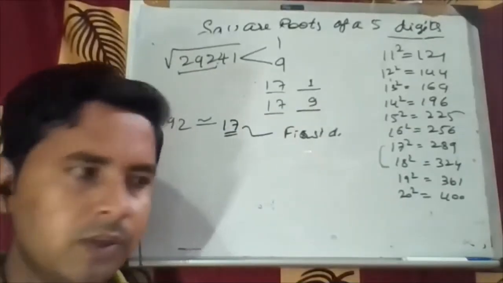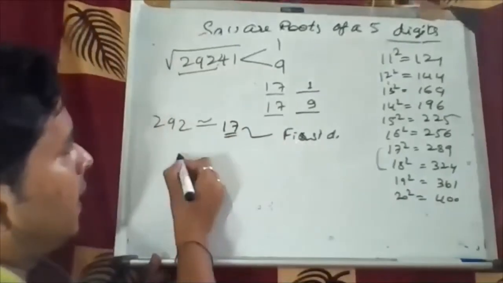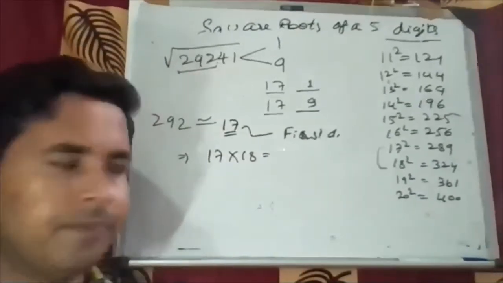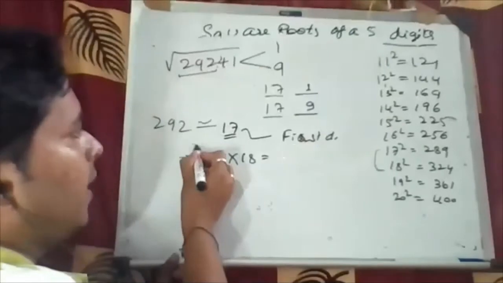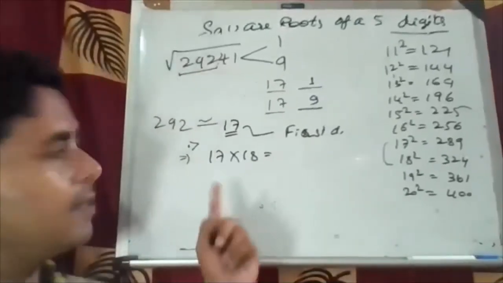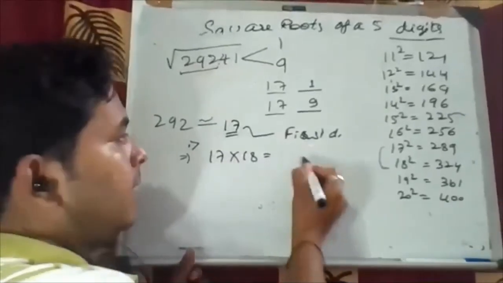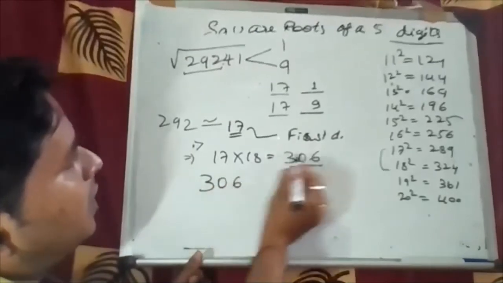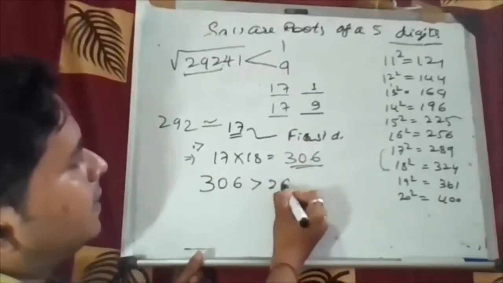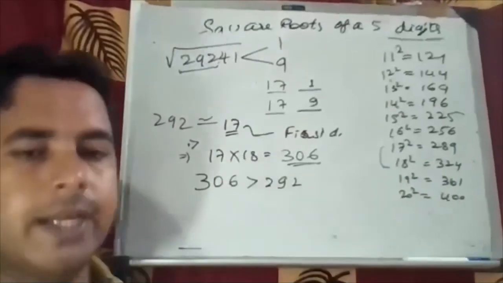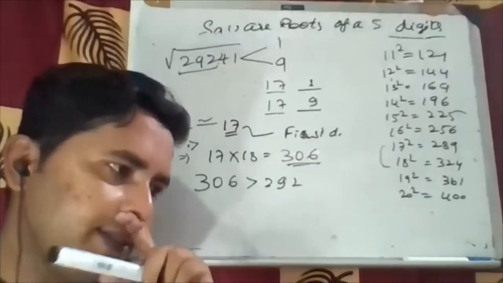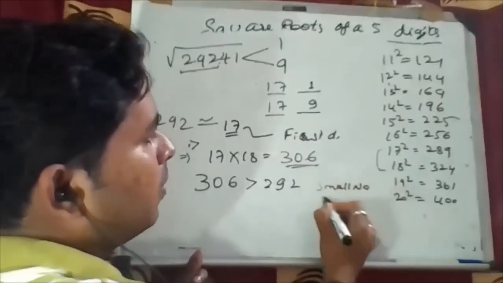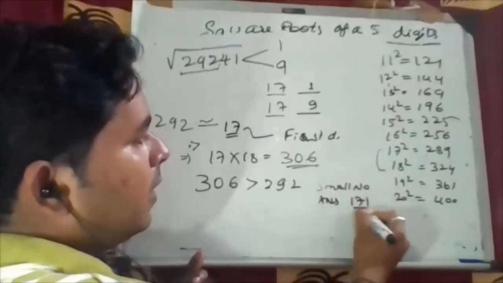So I have to check now. For that, take 17 and multiply by 18. This is one way, I will tell another way also. The first method: what is the answer of 17 into 18? It is 306. Just check, 306 is greater than the first value, 292. So go with the smaller number. So your answer comes as 171.